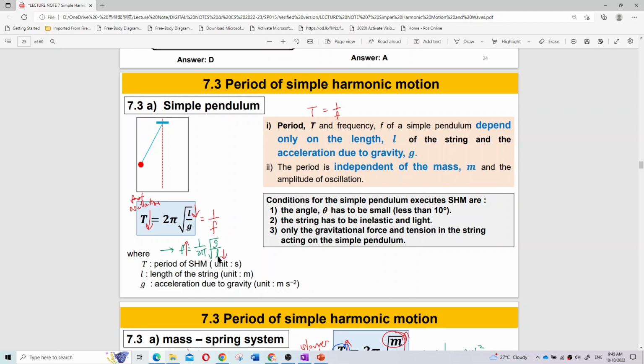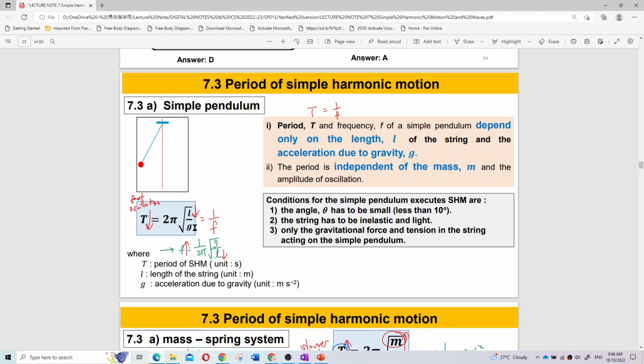Dia bukan bergantung pada L length saja, dia juga bergantung ke gravity. Gravity ni tak boleh experience lah. You kena pergi bulan. Kalau you nak buat eksperimen, pergi bulan, you banding dengan you balik ke bumi. Mana punya oscillation lebih laju? Di bulan atau di bumi? Siapa pernah pergi bulan? Saya ada. Saya pernah di mimpi pergi.